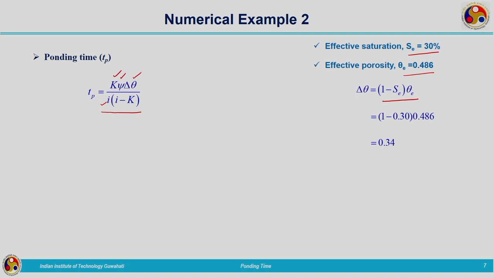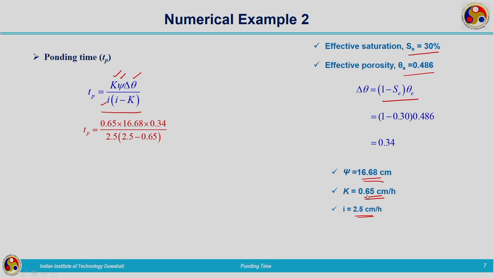So, now we can come back to the expression TP. TP contains psi delta theta. So, psi is given as 16.68. K is given as 0.65 centimeters per hour. Intensity of rainfall I is 2.5 centimeters per hour. So, just substitution in the expression TP. All the given values and calculated value corresponding to delta theta we have substituted, and we can calculate TP as 0.8 hours. Ponding time is found out to be 0.8 hours.